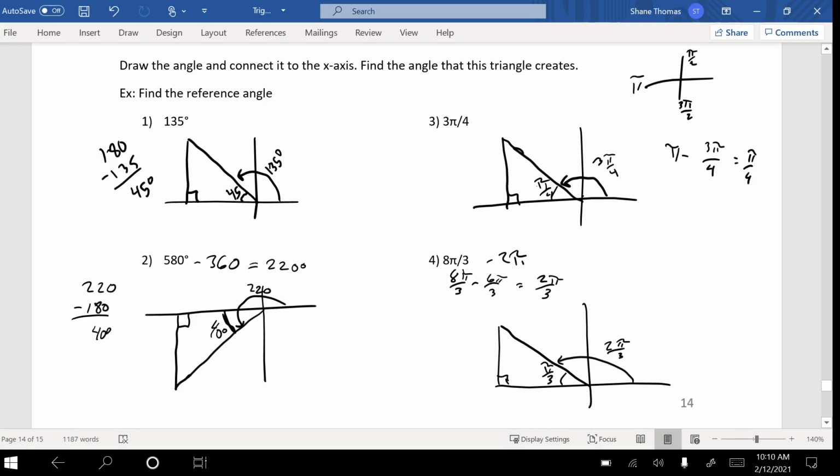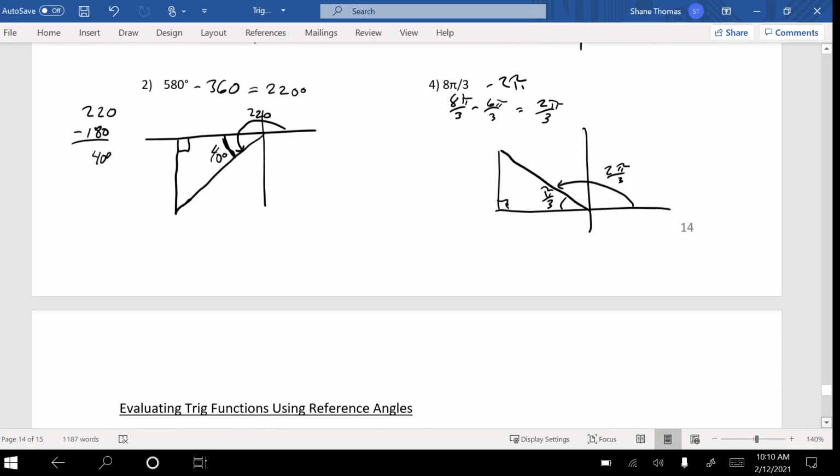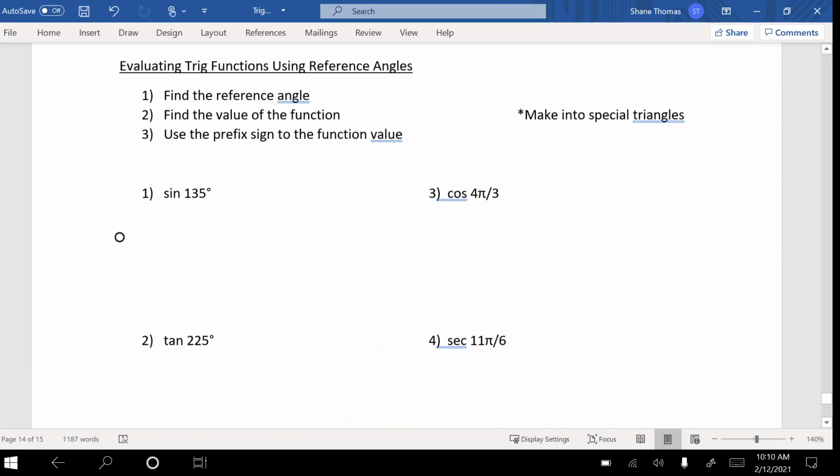All right, so before we get to the next section, are we all right with this? Yeah? Okay. Figure out where you are in reference to the x-axis, then figure out whether you have to subtract the quadrantal angle, or you have to subtract your angle from the quadrantal angle. All right? Now, how are we going to use these? Well, we found the reference angle. Obviously, we did it for a reason. So here's the reason. We want to evaluate trig functions using the reference angle.